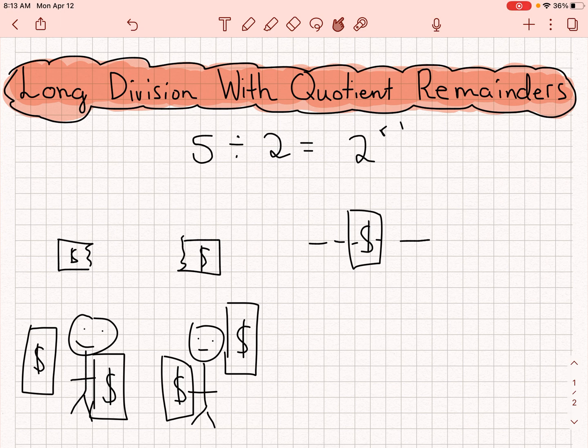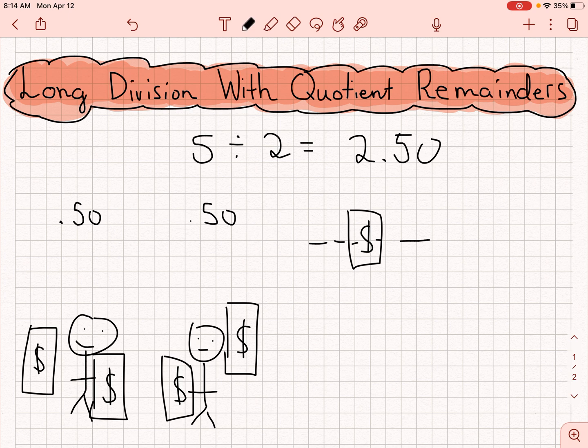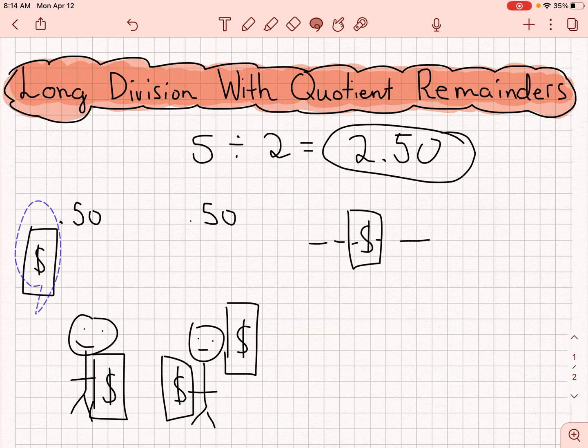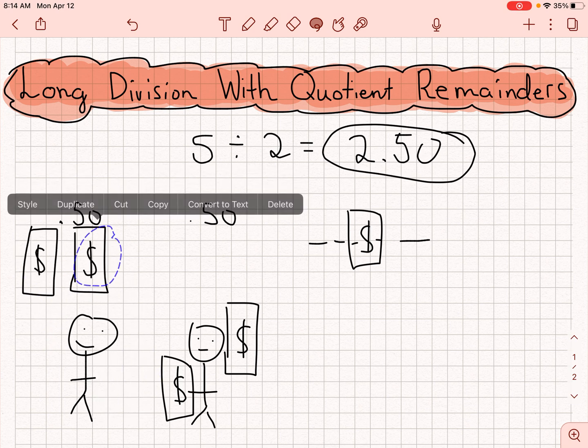We would probably divide that up into quarters, right? We could divide this up into 2 quarters and this into 2 quarters, and that would equal 50 cents. So we could say that they each get 50 cents. There. Now we've really divided that money up into 2. And we could say that our answer is, instead of 2 with a remainder of 1, $2.50. That's how much each person gets, right? They each get $2.50. We've divided it up evenly.